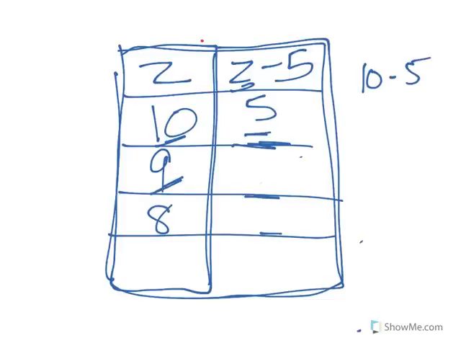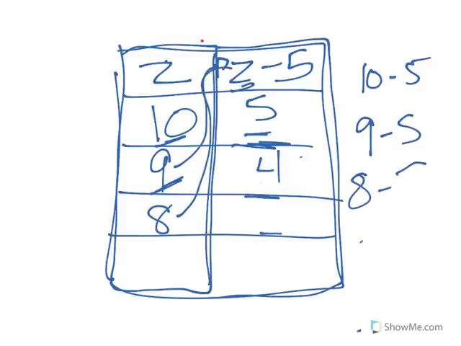On this one, we're doing 9. We're plugging in 9 for z. So we plug in that 9 right there for z. So it would be 9 minus 5, so our answer would be 4. On this one, we're plugging in 8, so it would be 8 minus 5. So our answer would be 3. If we did another one, it was 7. We would do 7 minus 5, so we get 2.